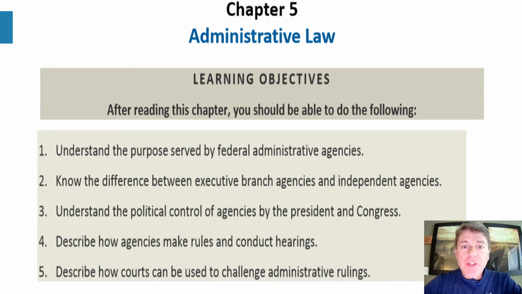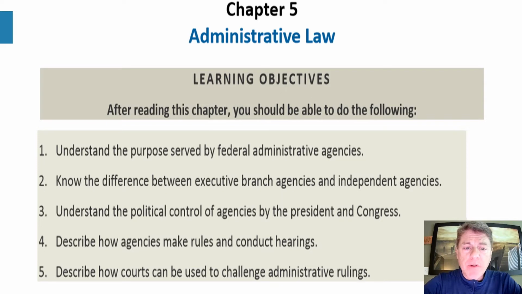Today we're going to be looking at Chapter 5, which is Administrative Law. The learning objectives for this chapter: I want us to be able to understand the purpose served by federal administrative agencies. There are also state agencies, but the focus for this chapter is federal. We're going to be looking at the role, the types of agencies that exist, and how the rules that are generated, called regulations, how they are generated. And so that's going to be a big focus for this chapter.